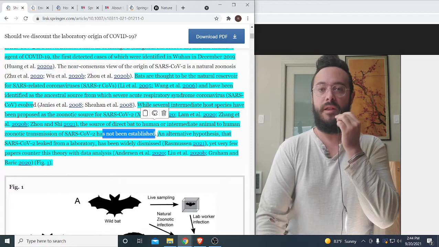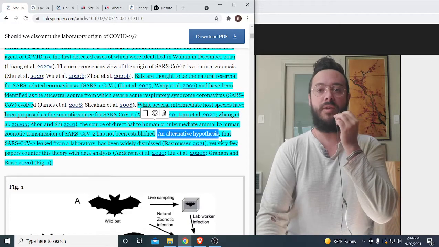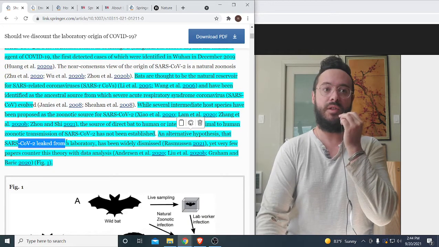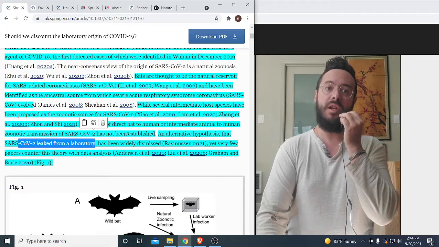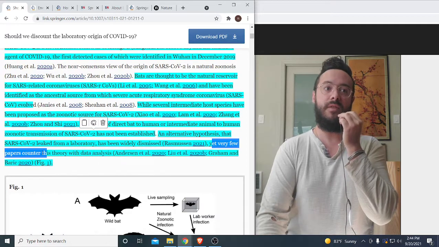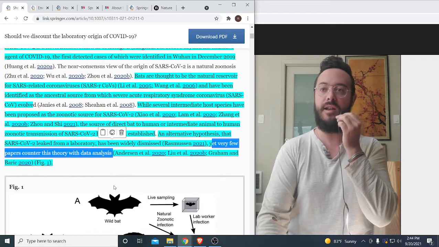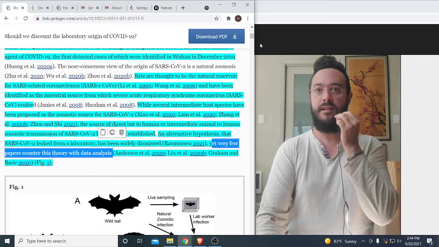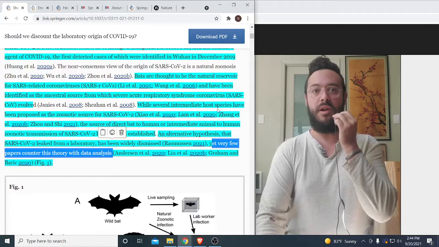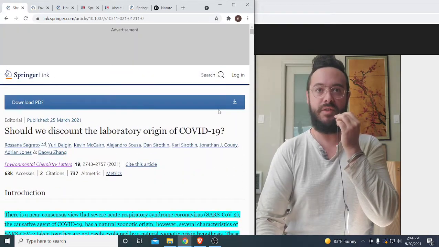Over a year later, an alternative hypothesis that SARS-CoV-2 leaked from a laboratory has been widely dismissed, yet very few papers counter this theory with actual data and analysis. So this is beyond what we're used to seeing on the TV.